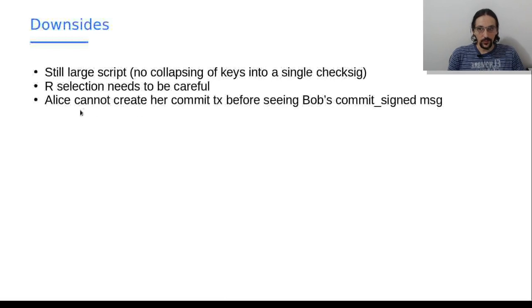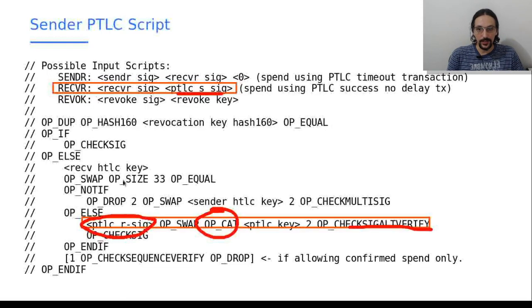And another downside is that Alice cannot create her commitment transaction before seeing Bob's commitment sign message, because we are binding the signature, the R point, directly in the sender PTL script. So Alice can't create the script before being given the R points by Bob during the commitment sign step of the channel update protocol.